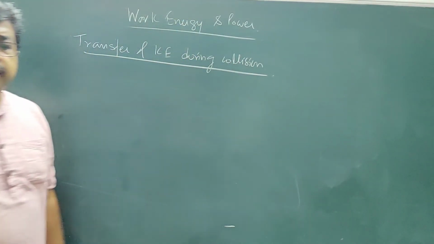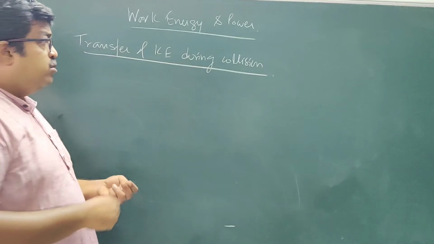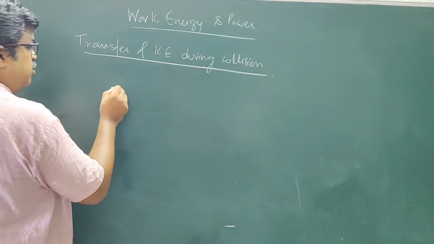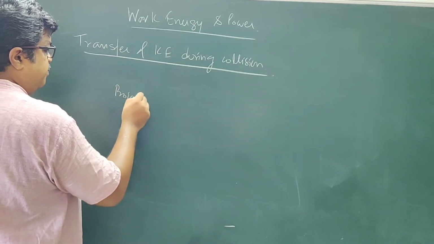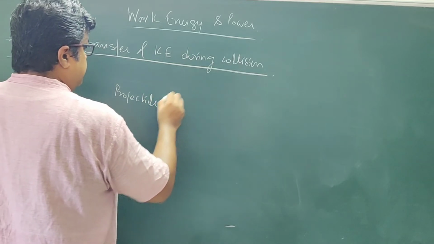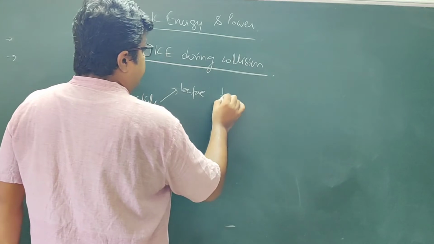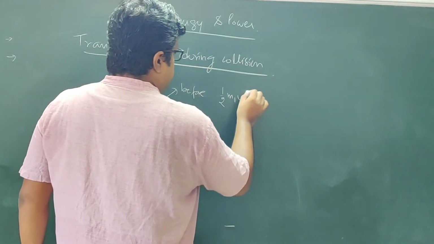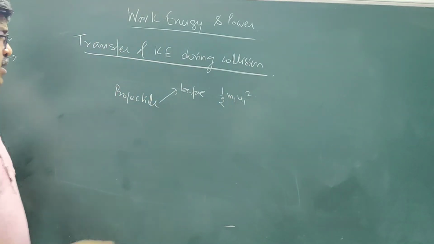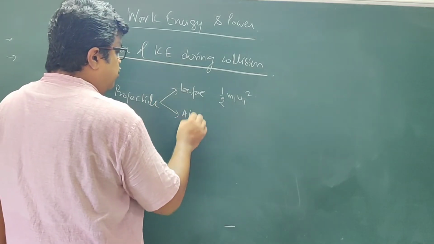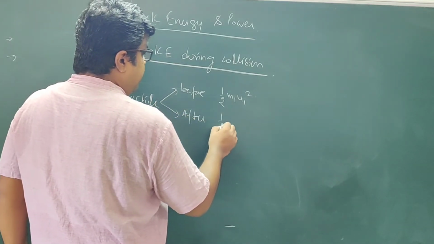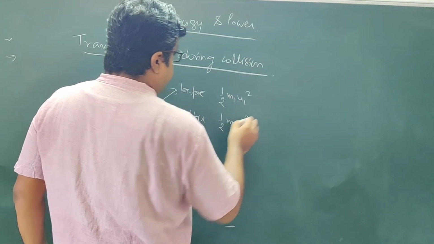Transfer of kinetic energy during collision. Okay, so suppose this projectile, before collision, has a kinetic energy of half m1 u1 square. After collision its kinetic energy is half m1 v1 square.